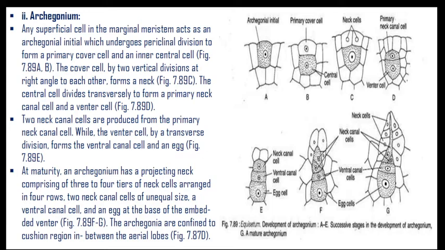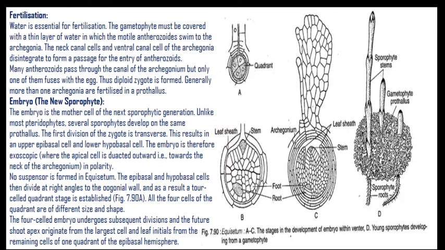Later on, the egg cell becomes enlarged in size and the venter canal cell develops a few transverse divisions, just as the neck canal cell divides into a few to many neck canal cells which protect the neck canal, venter canal cell and egg cell. So in this way there is a development of a mature archegonium.